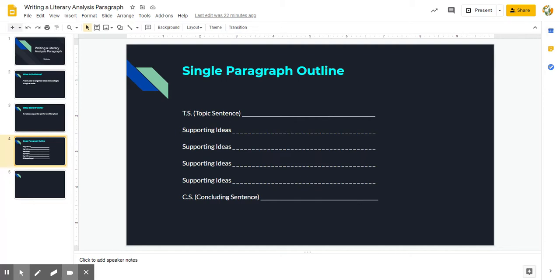You jot that down. Finally, you come to your CS, and that is your concluding sentence. Your concluding sentence is going to help summarize what is here, and it's going to give one last statement for why any of this mattered in the first place.